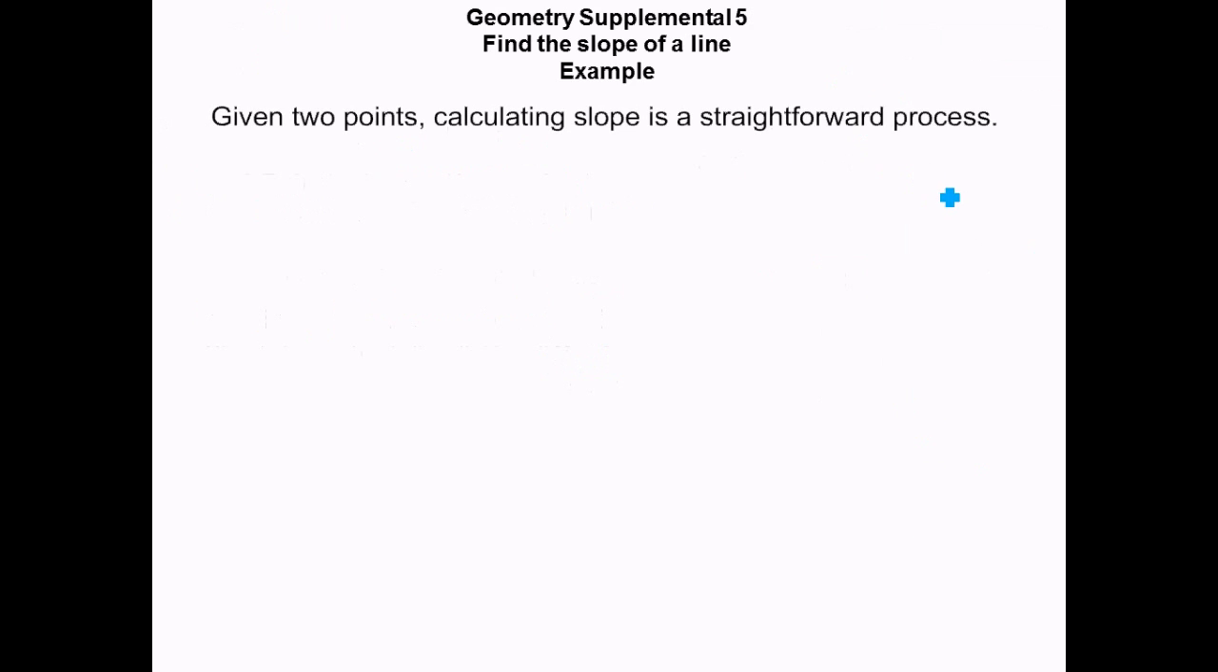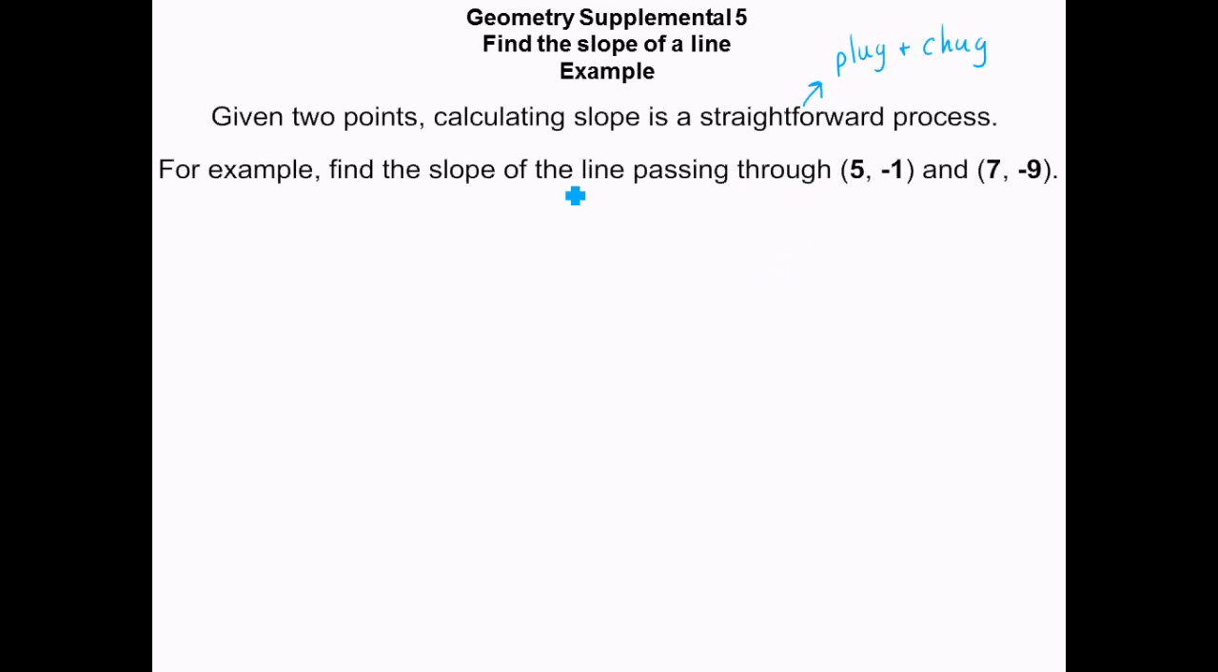So if we're given 2 points, calculating the slope is straightforward: plug it in. I like to call this plug and chug. You plug it in and then you chug it out. Okay, so here we have the line passing through 5, negative 1, and 7, negative 9.